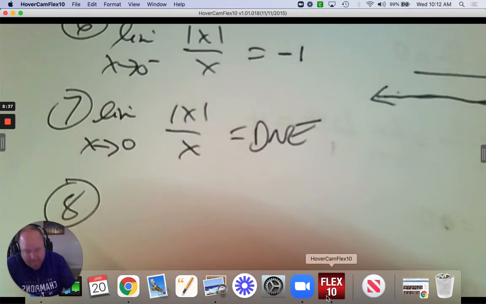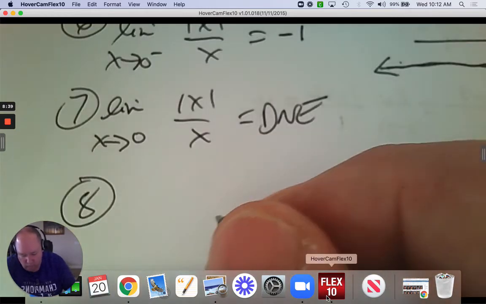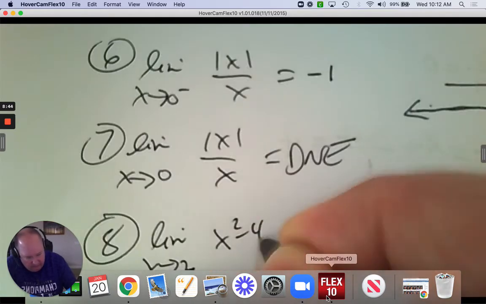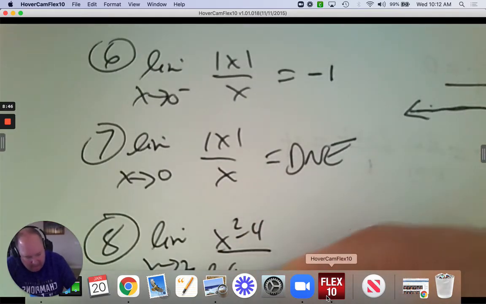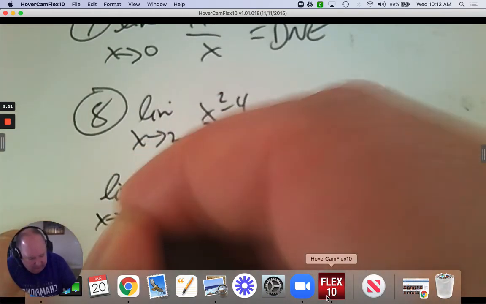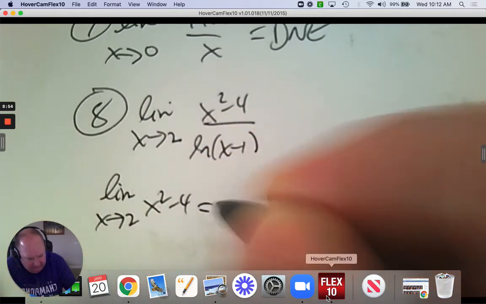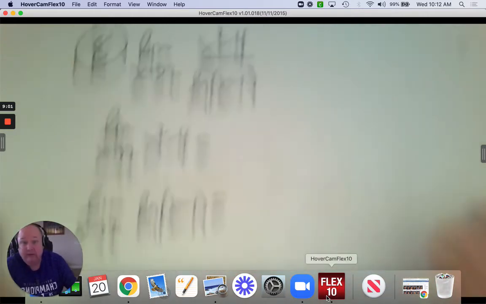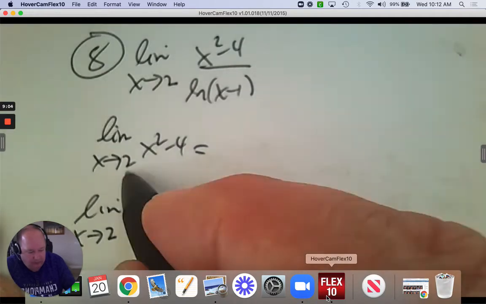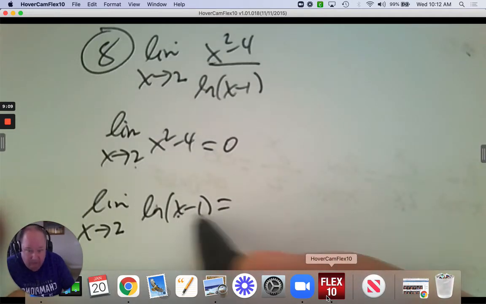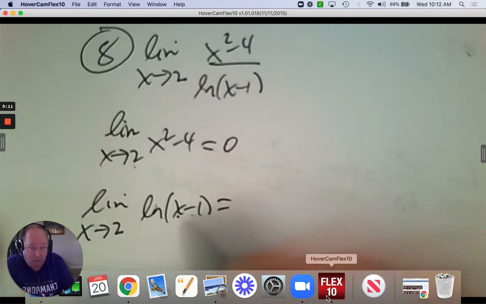All right, number 8. The limit as x approaches 2 of x squared subtract 4 over ln of x subtract 1. Step number 1 is to separate the numerator and the denominator and find each limit separately to determine if it's a L'Hopital's rule situation. So I need to determine if it's indeterminate. Plug in 2 for x and you get the answer 0. Plug in 2 for x. 2 take away 1 is 1, and ln 1 does equal 0.